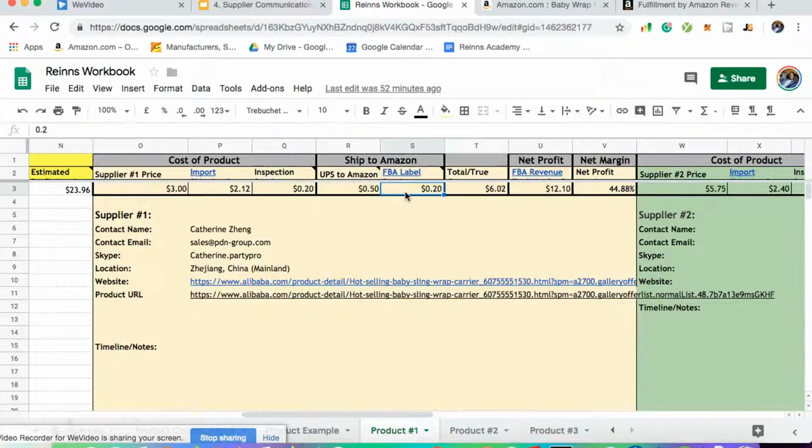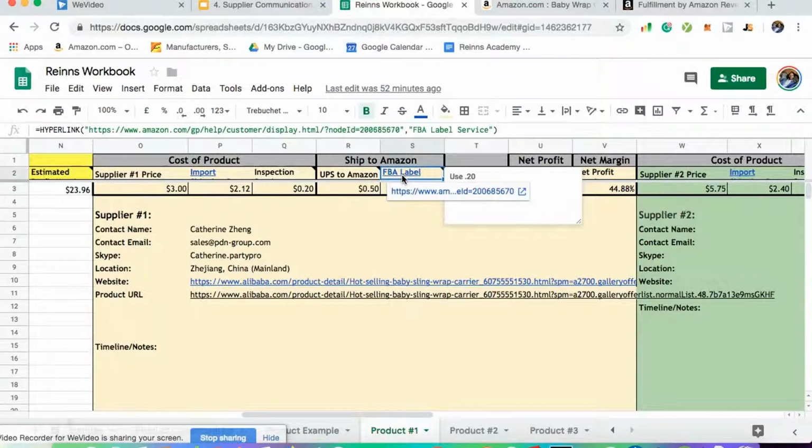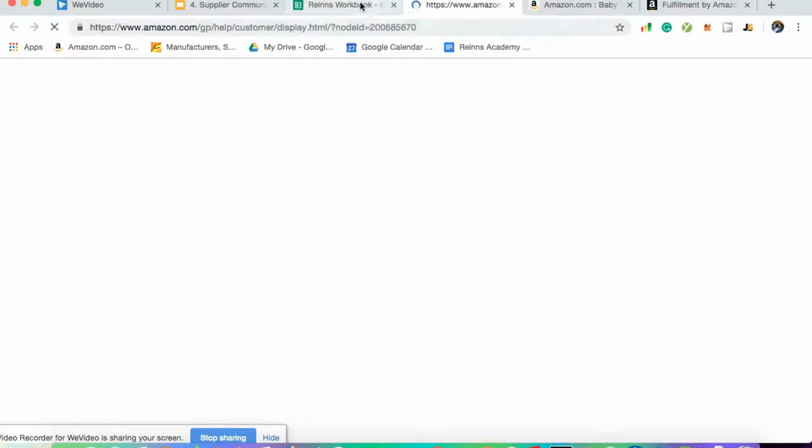Okay, so now you don't know how much this is going to cost, especially the UPS to Amazon and the FBA. I'm estimating this because of the weight. Okay, and especially the FBA label. This is another service fee that you're going to pay the FBA guys to do the labels for you. It's normally 0.2, and you can even see the link like I told you. You click on this link, and then you will read the instructions and everything, and understand and see how much they charge and all that.